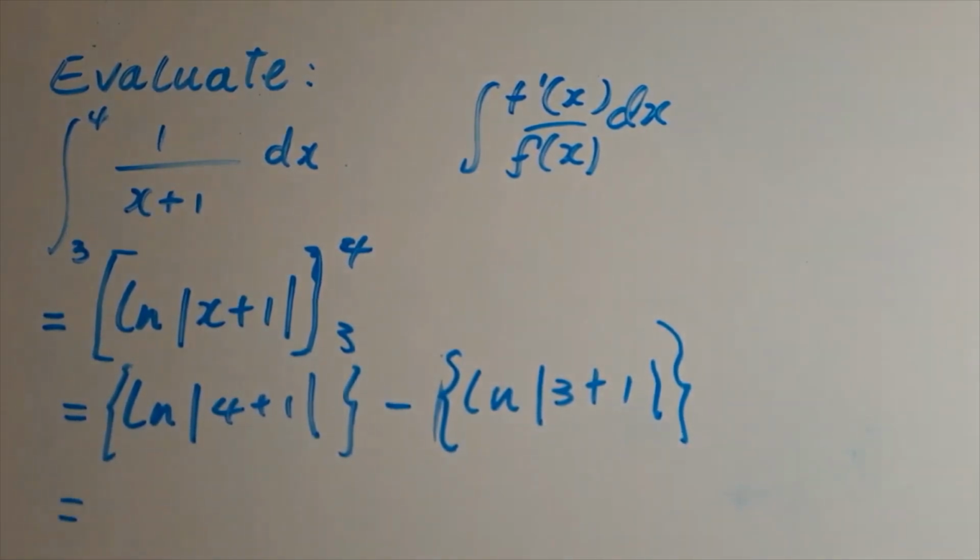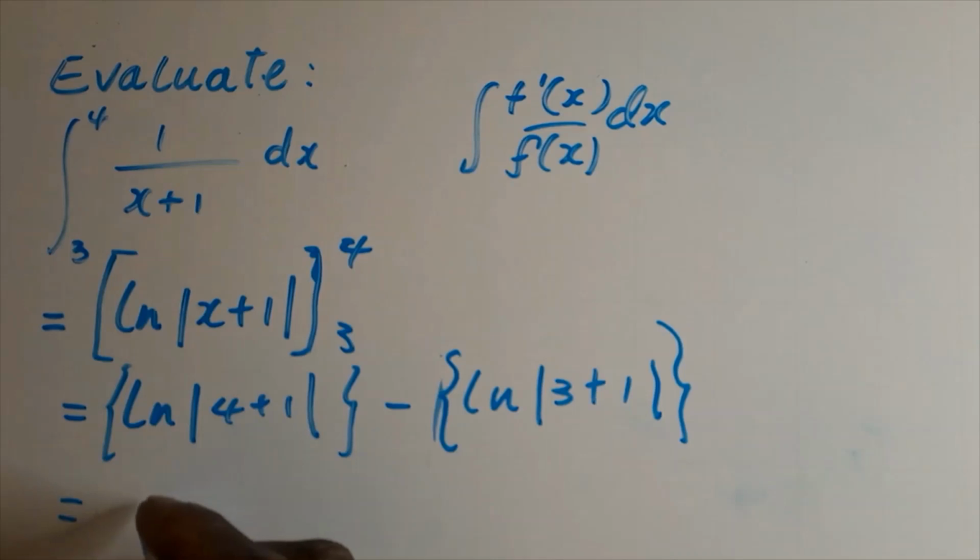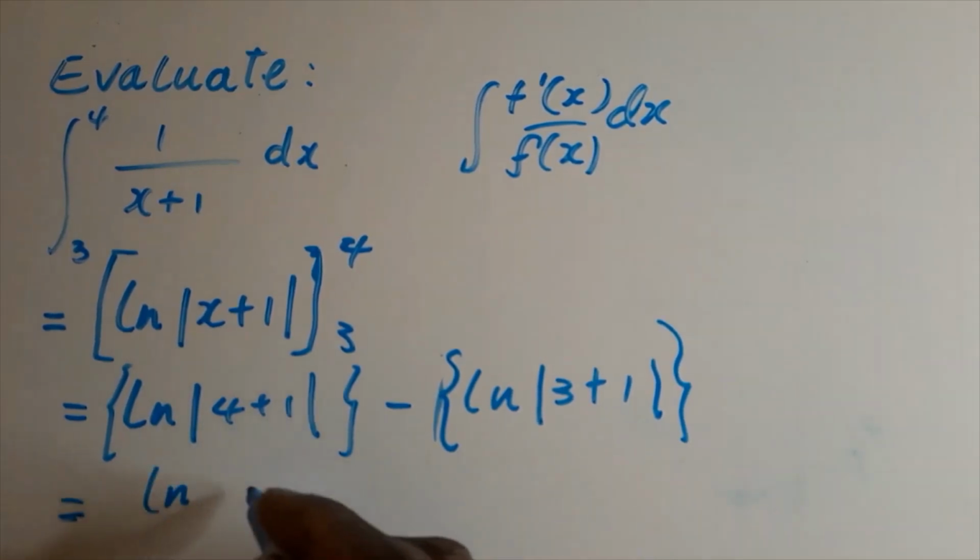Now this evaluates to ln 5 minus ln 4, but we can simplify that and write it using logs as ln modulus 5 over 4.